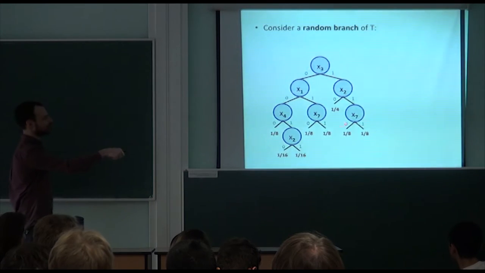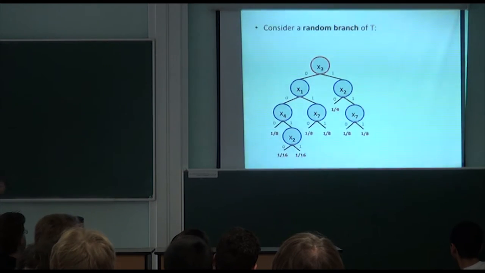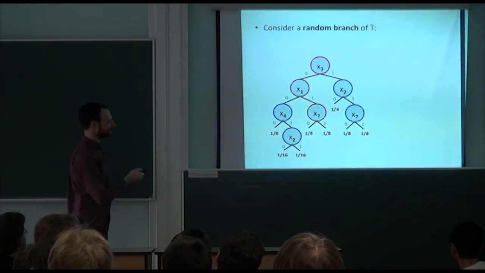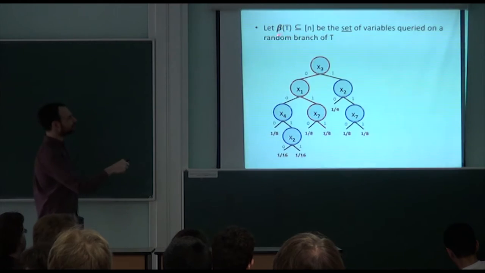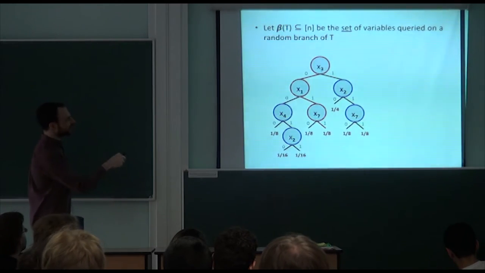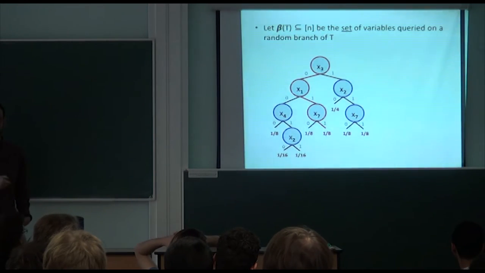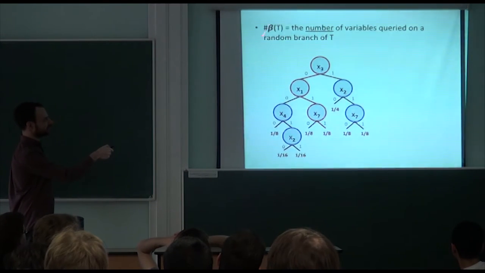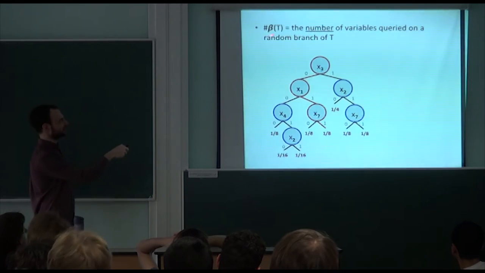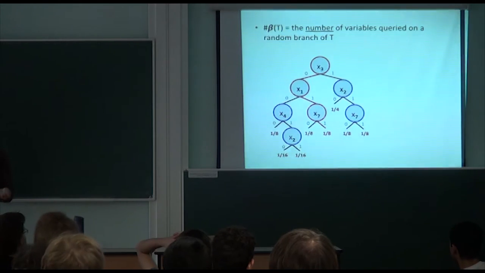Note that this is different than the uniform random distribution on branches. Just to illustrate this, we walk down and we end up here. I'm going to denote by boldface beta of T a random variable associated with T. It's the set of variables that's queried on a random branch of T. For example, this is the cardinality of this set, the number of variables that's queried on a random branch of T.